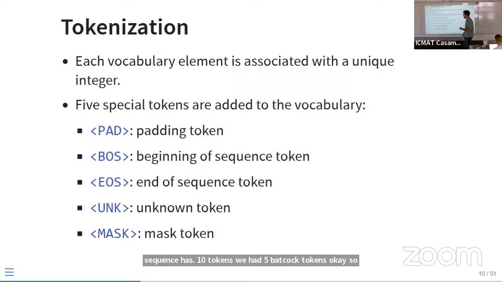BOS and EOS indicate the beginning of a sequence and the end of a sequence. They are special tokens to know when the sequence is beginning and when it is ending. UNK is a token referring to an unknown token. If something is not in our vocabulary, we will assign the unknown token. And finally, mask is the mask token, which is used for certain prediction tasks, in which the goal is to mask part of the sequence and make predictions over that part.